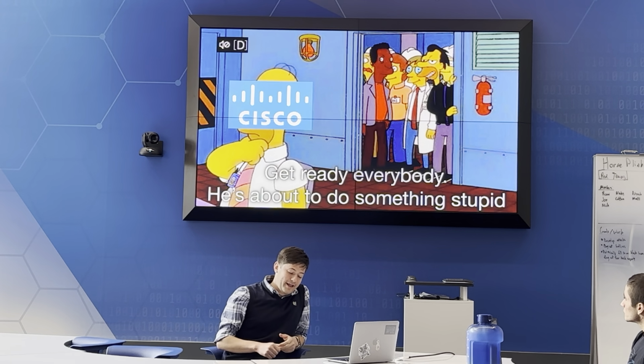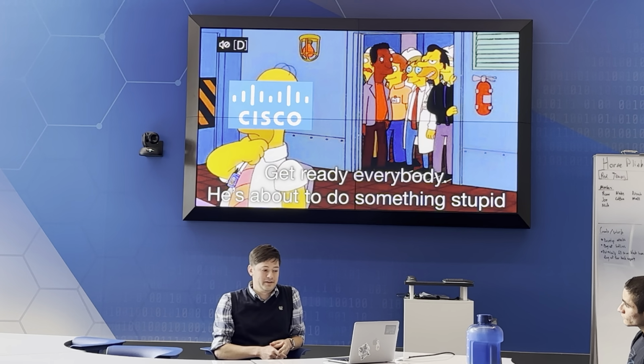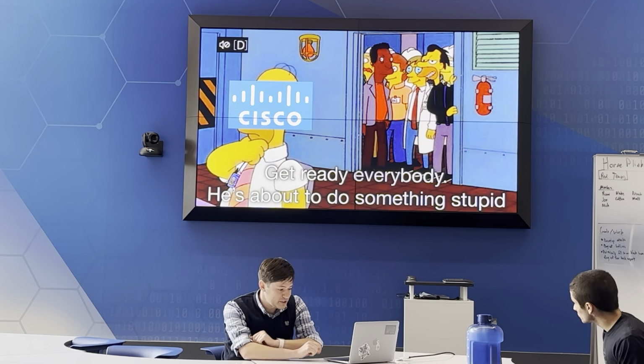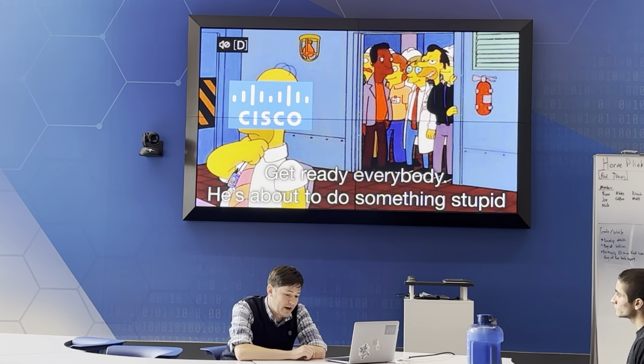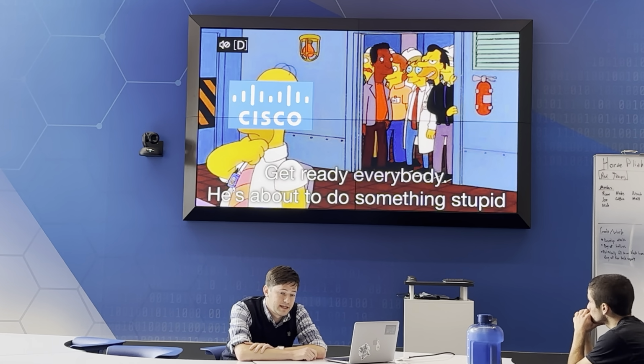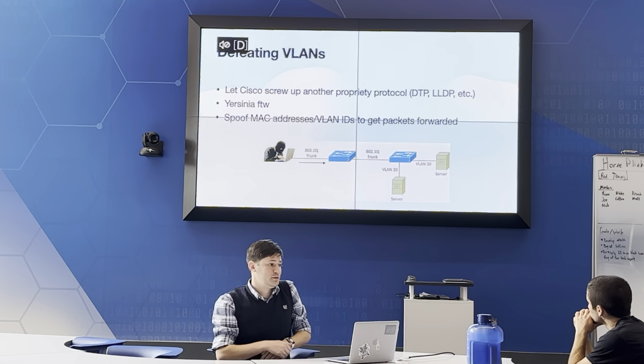So even though you might think they're not really going to leave this stuff enabled, right? They do. And people might not even realize that it's on, active, if they're not using it. So some protocols that fit that criteria are Dynamic Trunking Protocol and Link Layer Discovery. Both of these are excellent ways to jump VLANs, network segmentation in general, if they are turned on. So we can let Cisco screw up another protocol, or we can use tools like Yersinia.